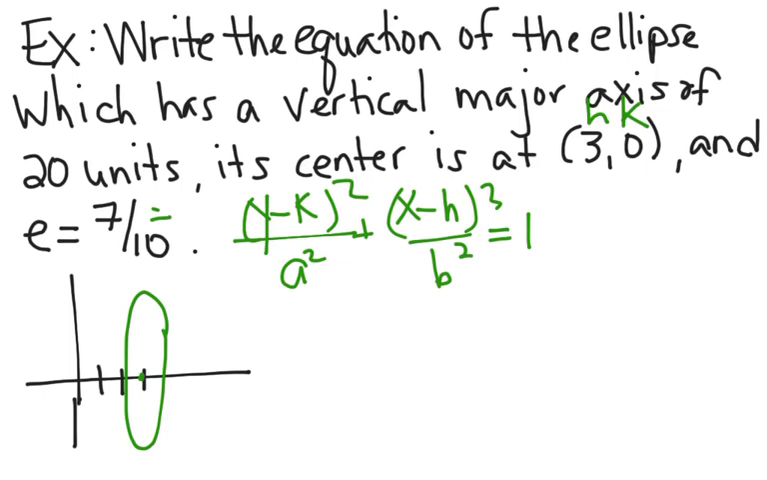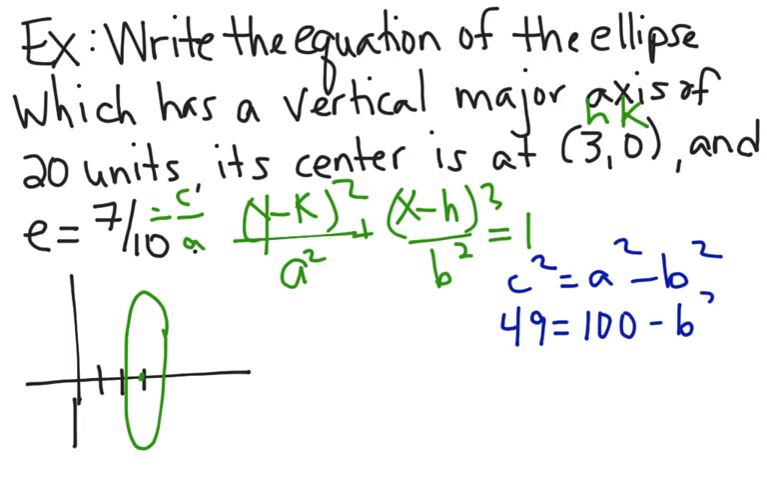So I know h and k. If I know the eccentricity, I know c over a. So I know a is 10, so a squared is 100. Now, what I don't know yet is b. Well, let's use c squared is equal to a squared minus b squared. c is 7, so c squared is 49. a is 10, so a squared is 100. I'm going to subtract and then get rid of the negatives, and I find out b squared is 51. I don't even have to take the square root of it to plug it into the formula.